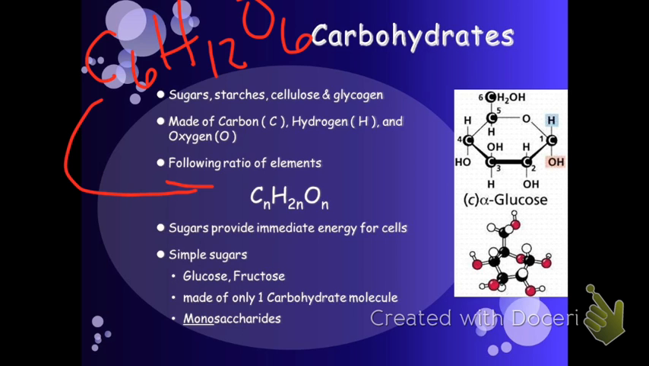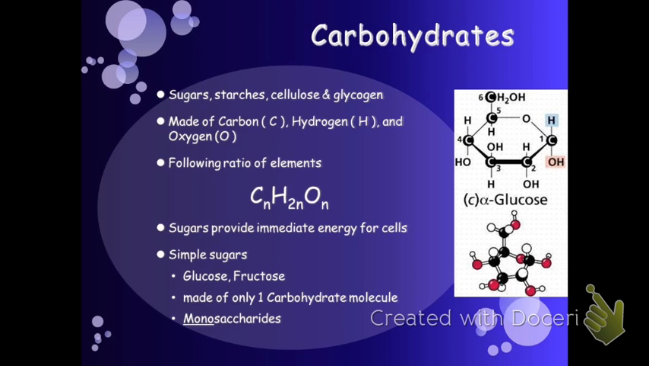And if you look at our little equation here of CnH2nOn, that just means for whatever number of carbon and oxygen there is, there are twice the amount of hydrogen. So if you look up at our glucose formula, it's C6H12O6. Okay, and that follows along with our little equation, our rule there.